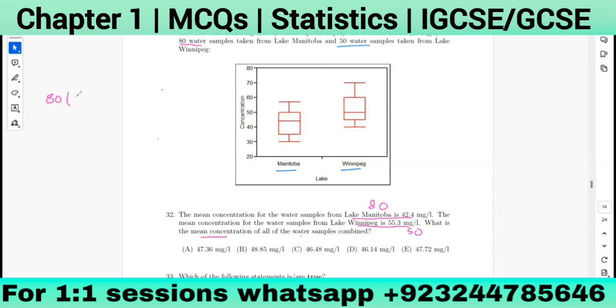So it would be 80 times 42.4 plus 50 times 55.3 divided by. Okay, tell me divided by what? 80 plus 50. 80 plus 50, good. Okay, tell me the answer now. 130. Wait, give me a second. 47.36. Option A is the correct answer.